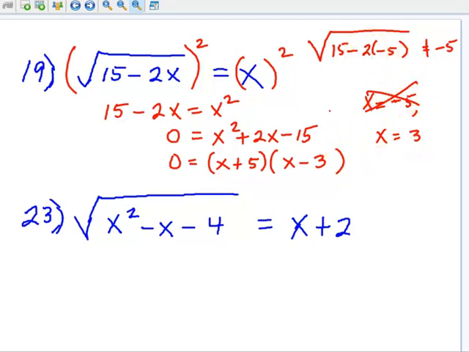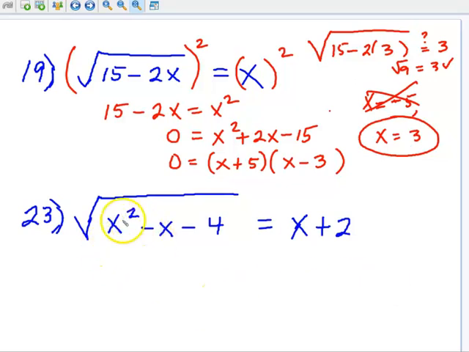So now let's try 3. If we put 3 into the, again, the original equation, does the left side equal the right? So this is going to be 15 minus 6, which is 9. The square root of 9 is 3. So we got 2 solutions, but as it turns out, only one of them is actually correct. And so my answer for number 19 is x equals 3.